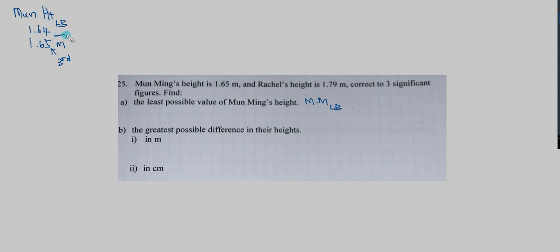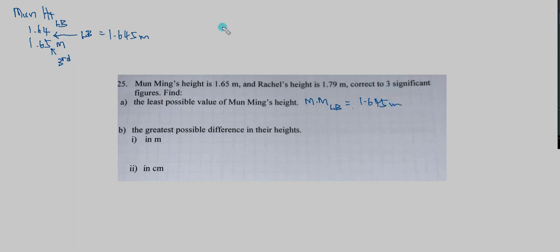Okay, so the number in between these two, the average value of these two, is actually the lower bound of Manming's height. So it's 1.645 meter. Okay, therefore this answer is 1.645 meter.